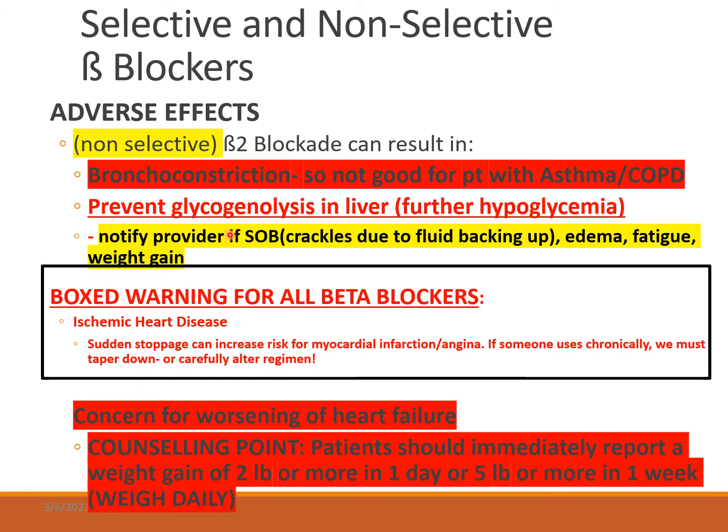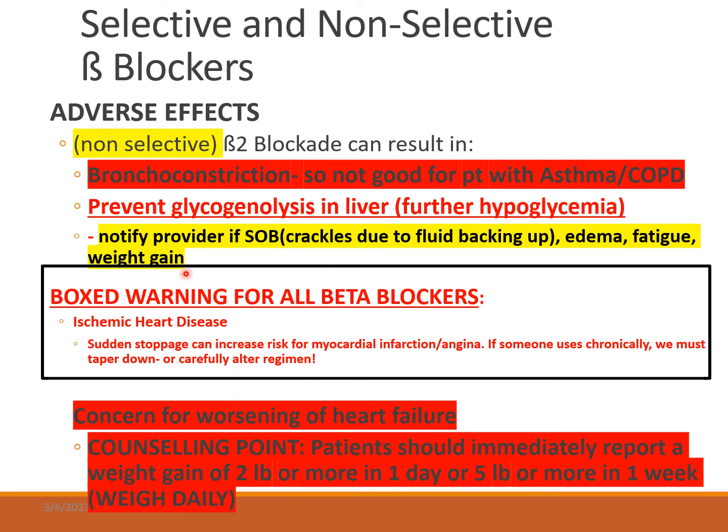Then we go on to adverse effects of non-selective beta blockers. What are the adverse effects over here? We can see bronchoconstriction. All right. Then further hypoglycemia. We have to notify the provider if there is shortness of breath, crackles due to fluid backing up, edema, fatigue, weight gain.